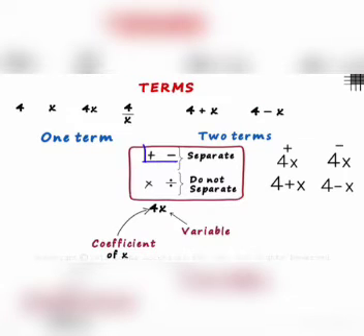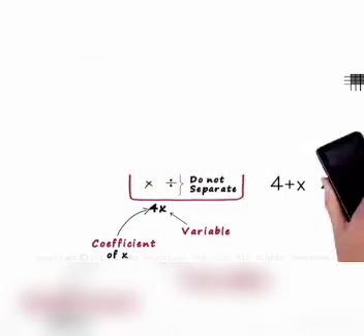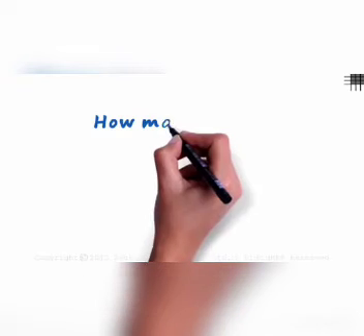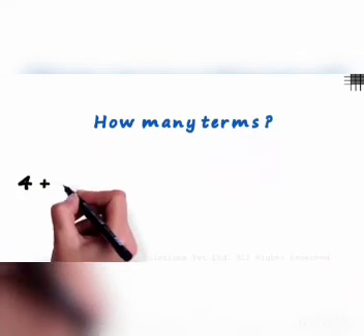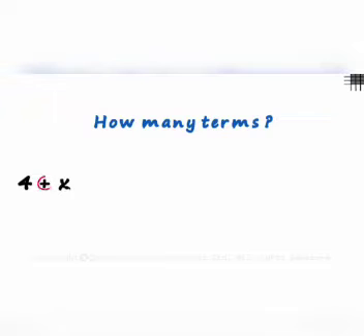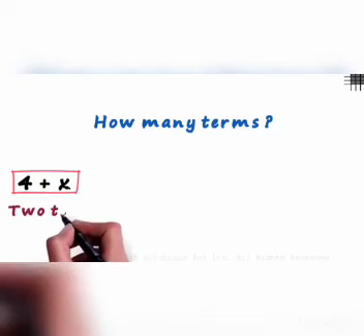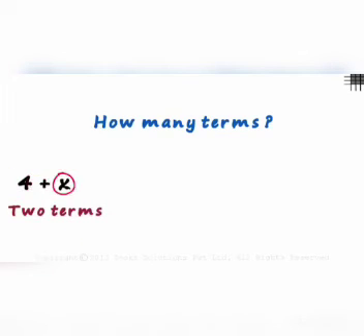We saw that plus and minus separate the terms and multiplication and division do not separate the terms of an expression. Let's look at a few expressions and find out how many terms they have. Here's the first expression, 4 plus x. We can see a plus sign here. It means that this expression has two terms, 4 and x.